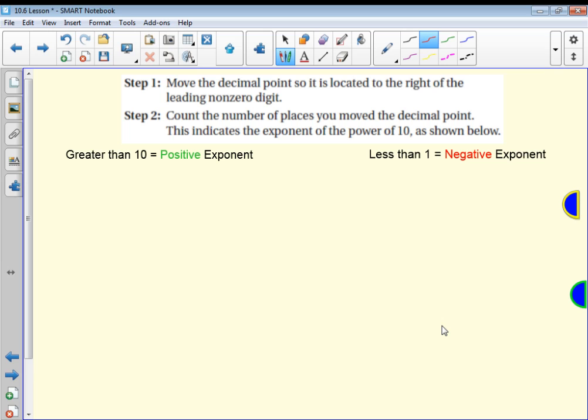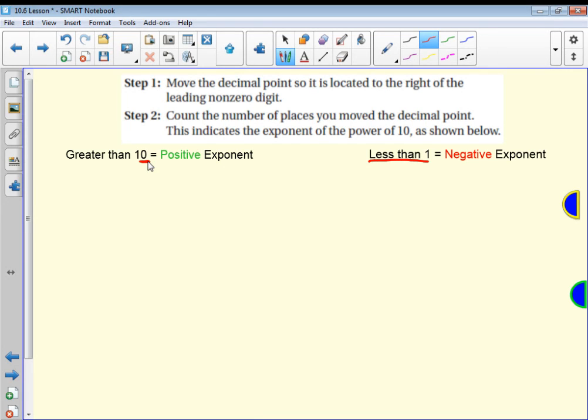In this case, if our number is greater than 10, bigger than 10, you're going to have a positive exponent. So I think in terms of a bank account. If I have more than $10, that's a positive thing. If it's less than $1, that's a negative thing. It's going to be hard to get through the rest of the month if I have less than $1. So we're going to use those two things to help us identify whether we're going to have a positive or negative exponent.